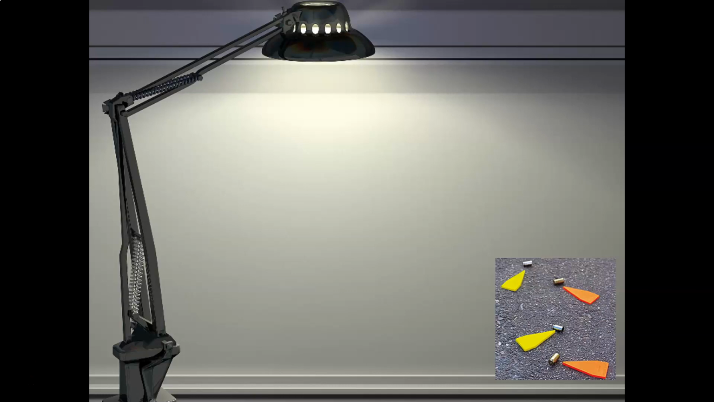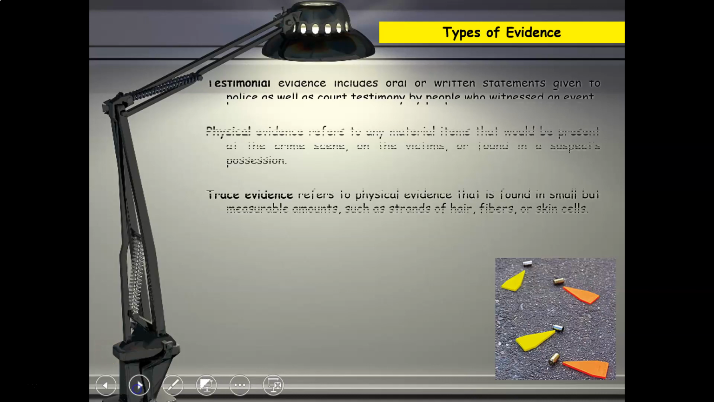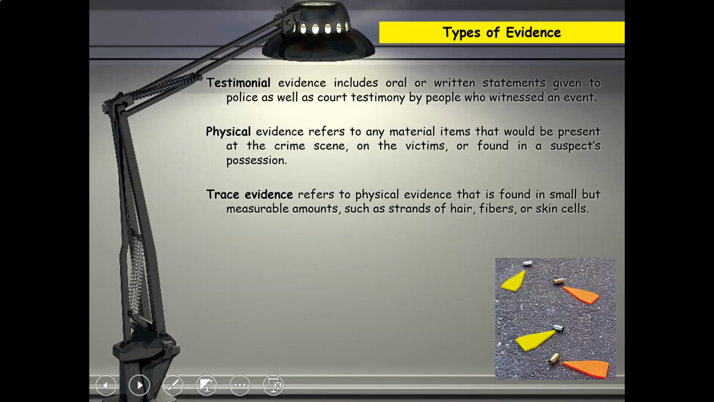Okay, guys, welcome to the second informative lecture for your intro topic for forensics. We're going to talk about types of evidence today. There are three major types of evidence: testimonial evidence, physical evidence, and trace evidence.